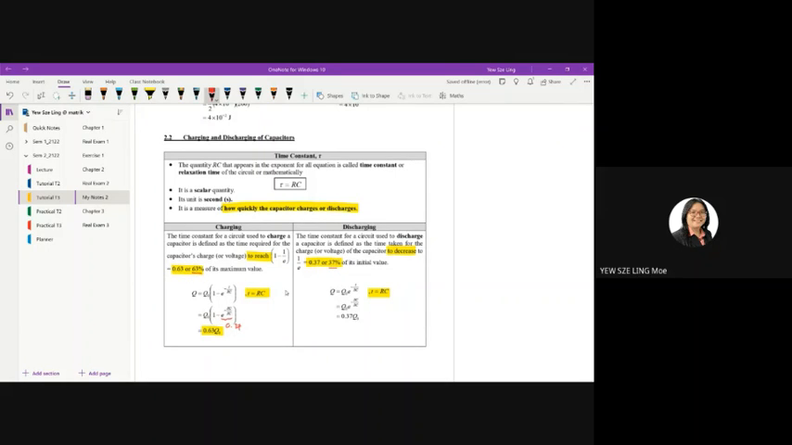So I give you 2 minutes to write it down. Just write down in your books, take a bit of note on how to obtain this value, because once again, this is one of the past year questions. It asks you to prove why it is 63% of the maximum value, and why it is 37% of its initial value. So you yourself have to know how to prove it. I give you 2 minutes to write it out before I proceed to the next section.